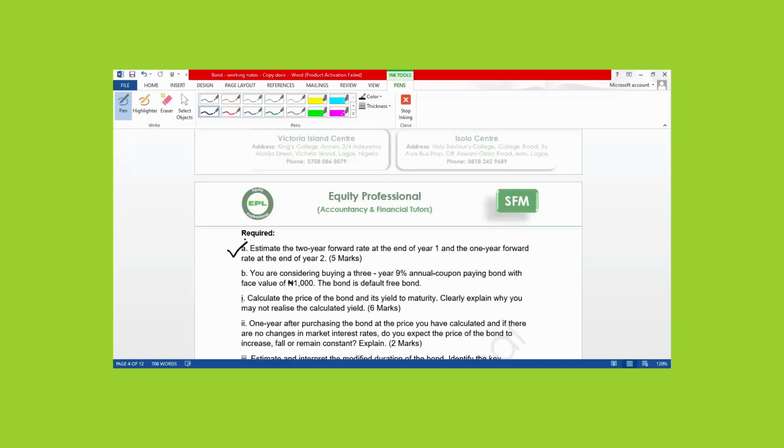You can calculate your spot rates from a coupon paying bond using a process called bootstrapping. When you get your spot rates, you can now use them to calculate your forward rates.